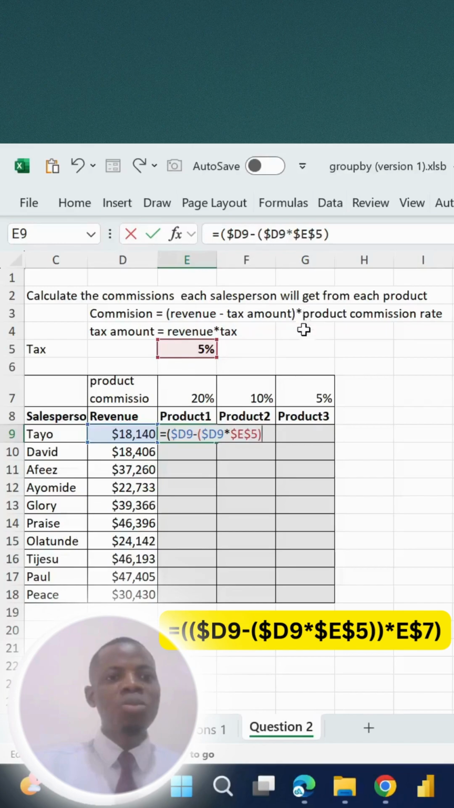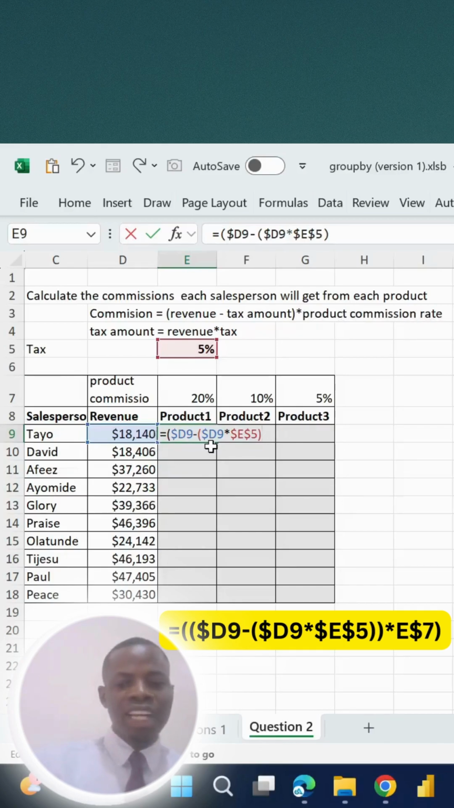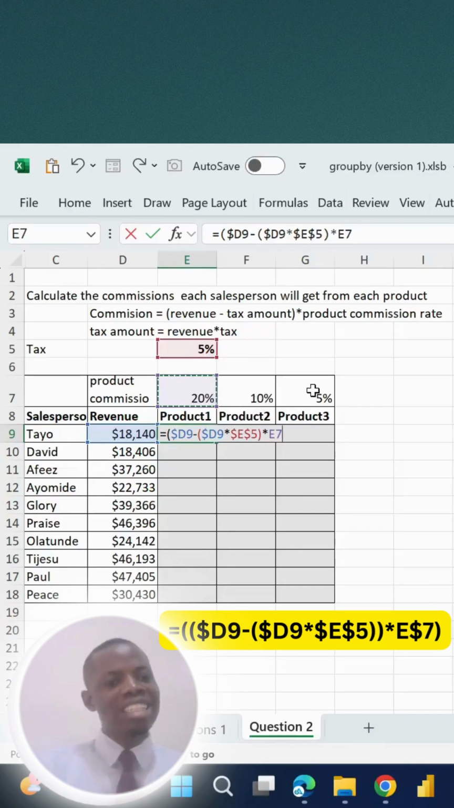So the next thing will be what? Whatever our answer is, multiply by product commission rate. Okay, so whatever we have here now, I want to multiply it with product commission rate. Don't forget, we still need our bracket because everything here now will be multiplied by the product commission rate. And where is the product commission rate? It is inside E7. But product 2 has a different commission rate. Product 3 has a different commission rate.